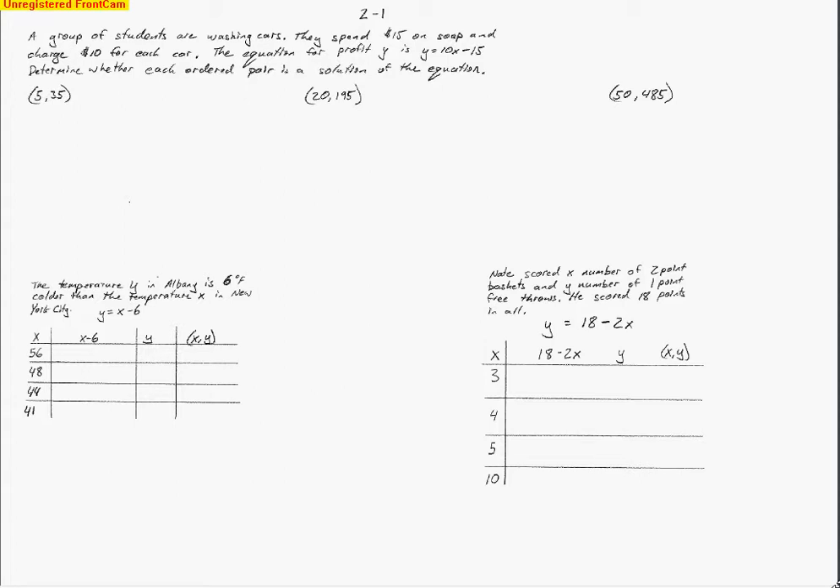This is a lesson for Chapter 2, Section 1. Let's take a look at our first problem. It talks about a group of students washing cars. They spend $15 on soap. So let's highlight some important information here.